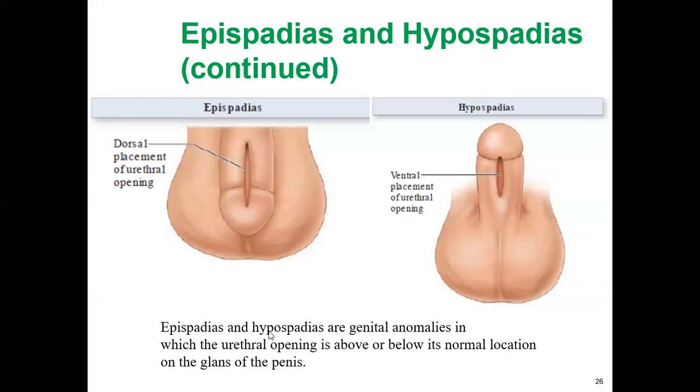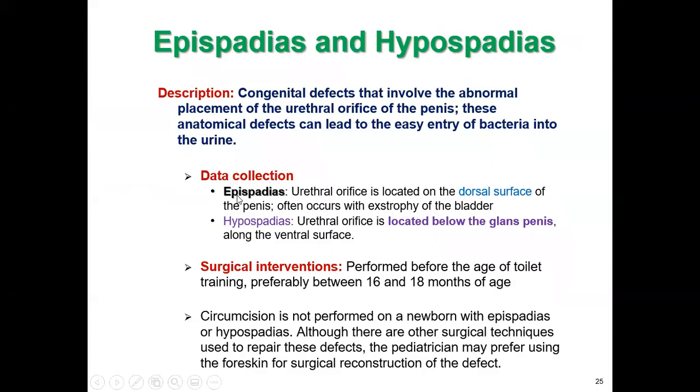So epispadiasis or hypospadiasis are genital anomalies in which the urethral opening is above or below its normal location on the glans of the penis. So, data collection: in epispadiasis, the urethral orifice is located on the dorsal surface of the penis, often occurring with exstrophy of the bladder. If the bladder is not inside the body, we call it exstrophy. And in hypospadiasis, the urethral orifice is located below the glans penis and along the ventral surface. Both can be corrected surgically.